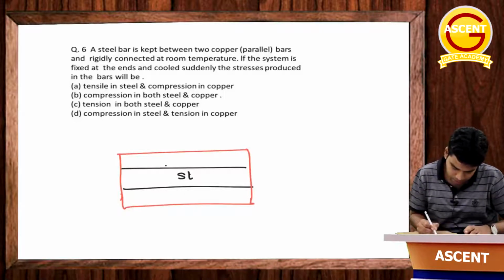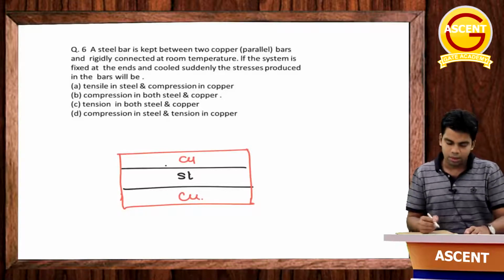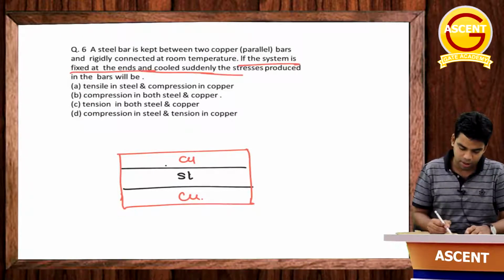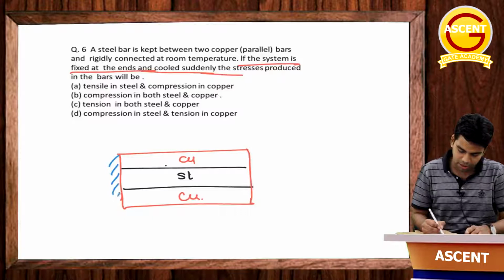This is a steel and this is a copper bar. This is rigidly connected at room temperature. If the system is fixed at the ends and cooled suddenly, now this system is fixed at the ends.